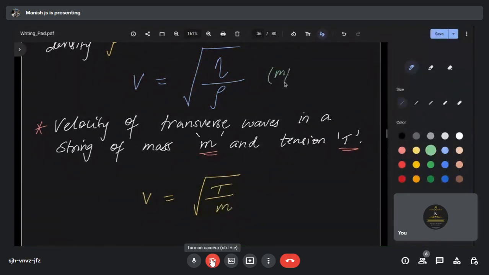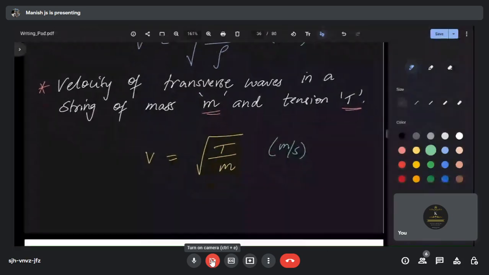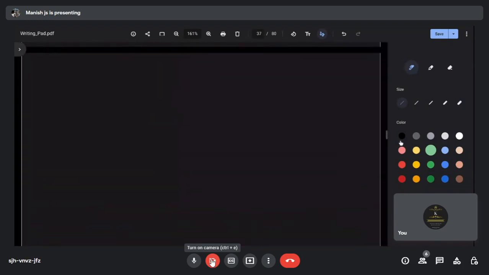So these are the two relationships for velocities in transverse waves. Using this we have the questions which are there. So first I'll give you one question. Try this.